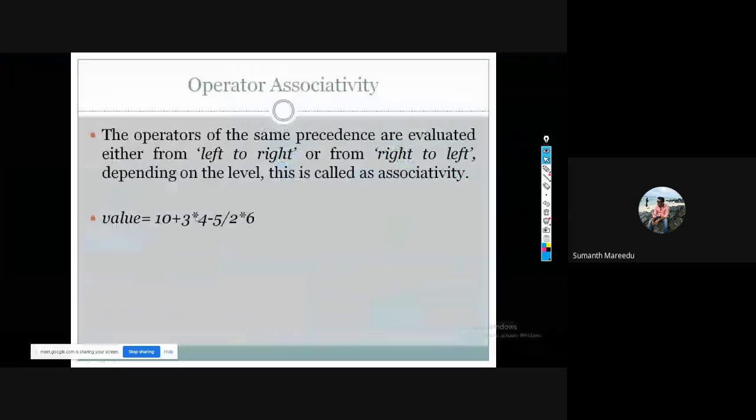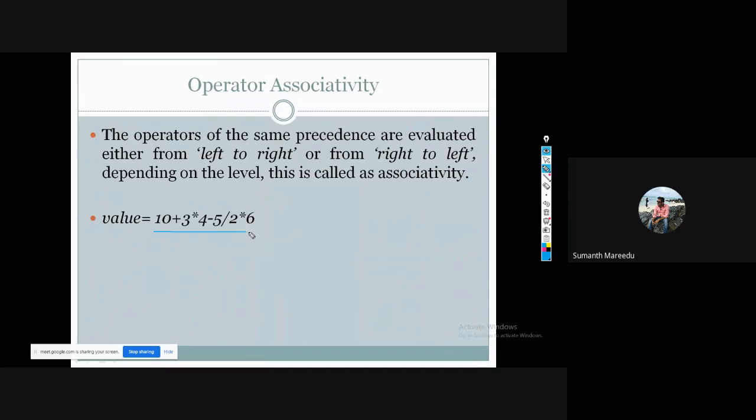So this is what we call associativity. Now look at the expression. What is the value of this one? 10 + 3 * 4 - 5 / 2 * 6. Which operators will you apply first? First, which operator will you apply? Hello?